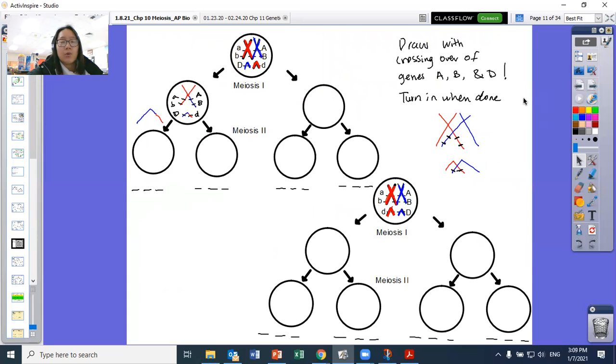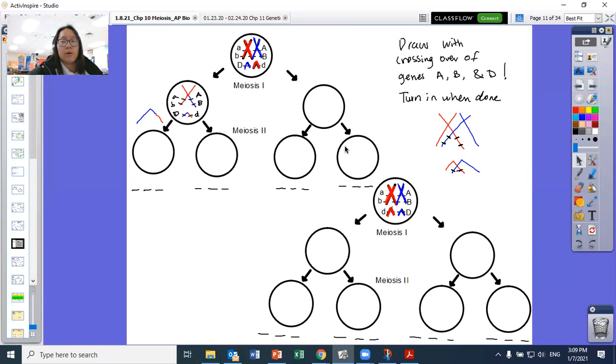Now, I want you to show me a crossing over of genes A, B, and D. I want to see what that looks like. As an example, I've started over here. We're going to cross over and swap the whole bottom leg containing genes A and B between the red and the blue. And then we're also going to switch the chunk between the blue and red chromosomes that contains D. Notice that we never switch the ones on the outside, on the very left or on the very right, because they are not adjacent to each other.